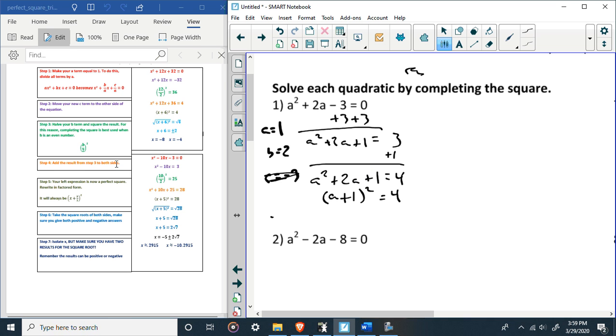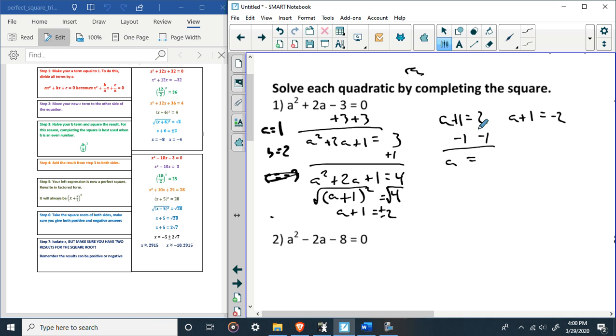Good. We went ahead and added 1 to both sides. We now have it written in perfect square form, correct? Now let's take the square roots of both sides. The square root of this side is going to be A plus 1, and the square root of 4 is, don't forget, positive and negative 2. Let's set up 2 equations: A plus 1 is equal to 2, and A plus 1 is equal to negative 2, right? And now let's solve.